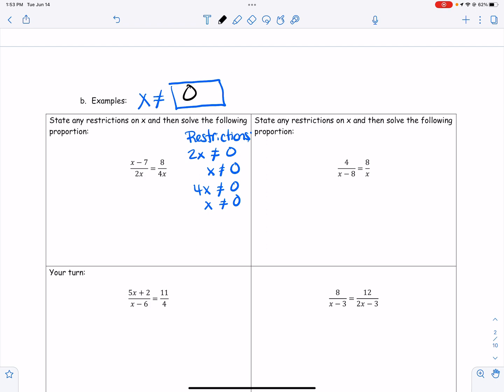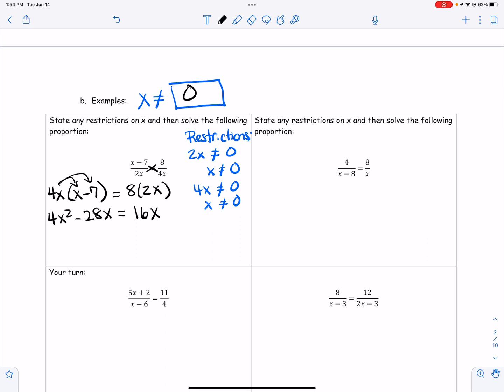So now we're going to cross multiply. I think the easiest thing to do is to actually write it out. Depending on which diagonal you start, I'm going to take 4x and multiply it by the entire thing, x minus 7, and that equals 8 times 2x. I think when you first start out, it's best to write it before you actually try to multiply. Now we're going to distribute. That becomes 4x squared minus 28x, and that equals 16x.